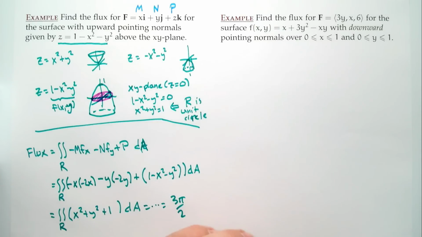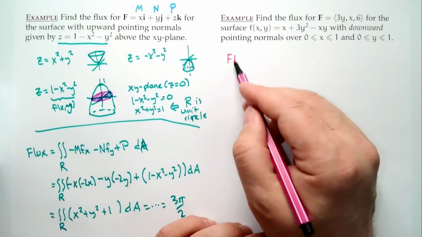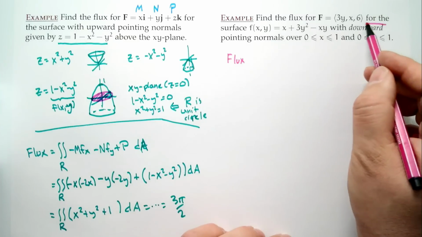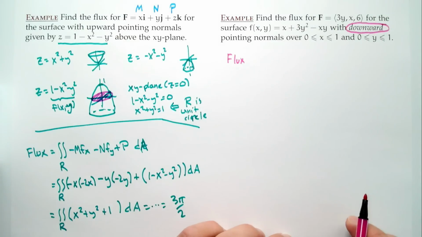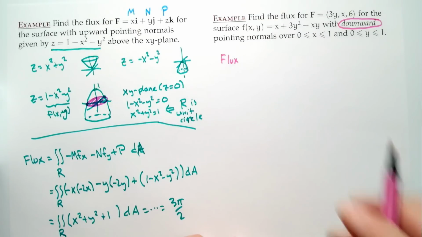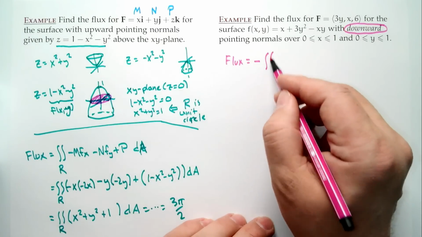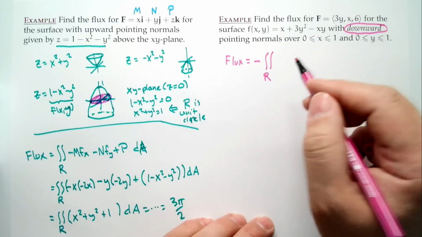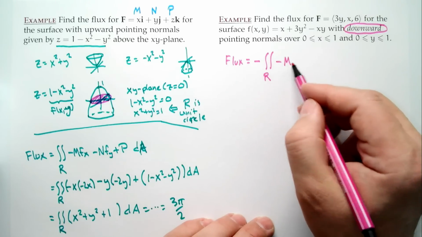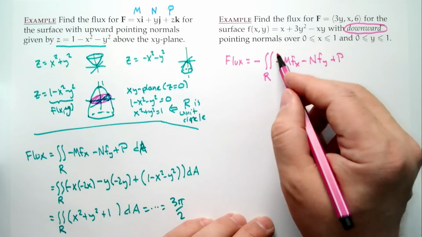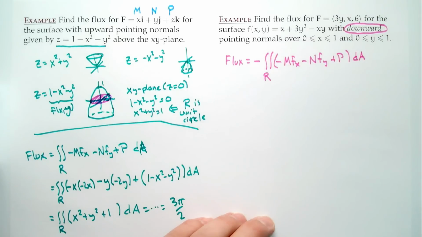So if we're talking about our flux, let's think about what the change is. So I have the normal flux. What effect will the downward orientation have? It changes the sign. So downward is about orientation change. The easiest way to fix an orientation change is just throw a negative in front. But then everything else stays the same. So minus the integral over your region R of minus M f_x minus N f_y plus P. Everything else stays the same.